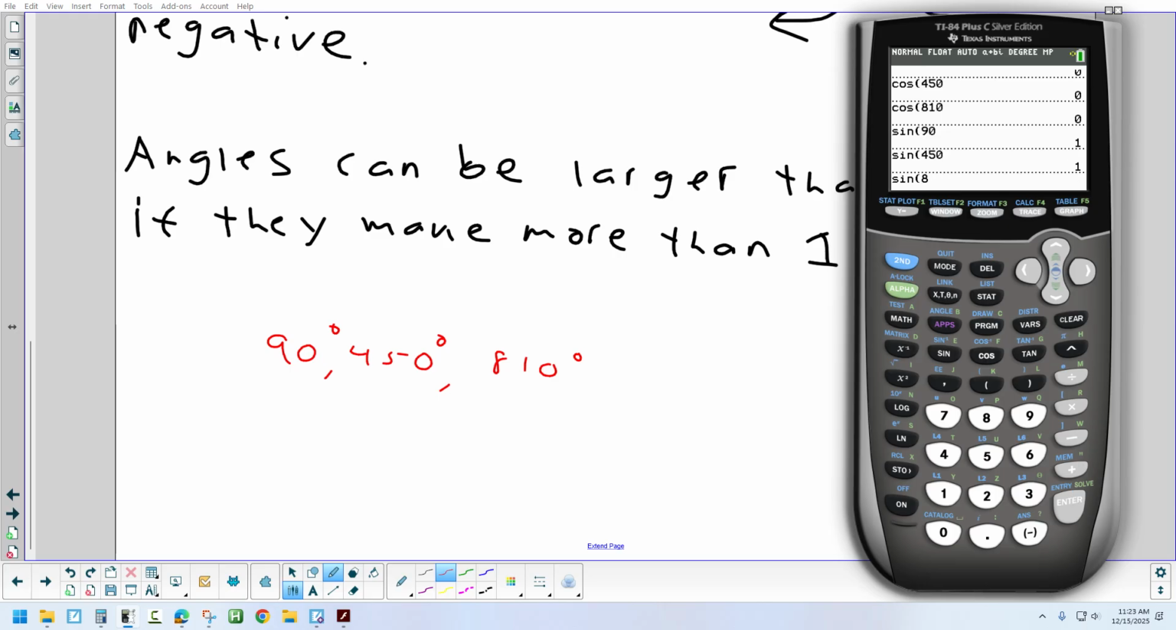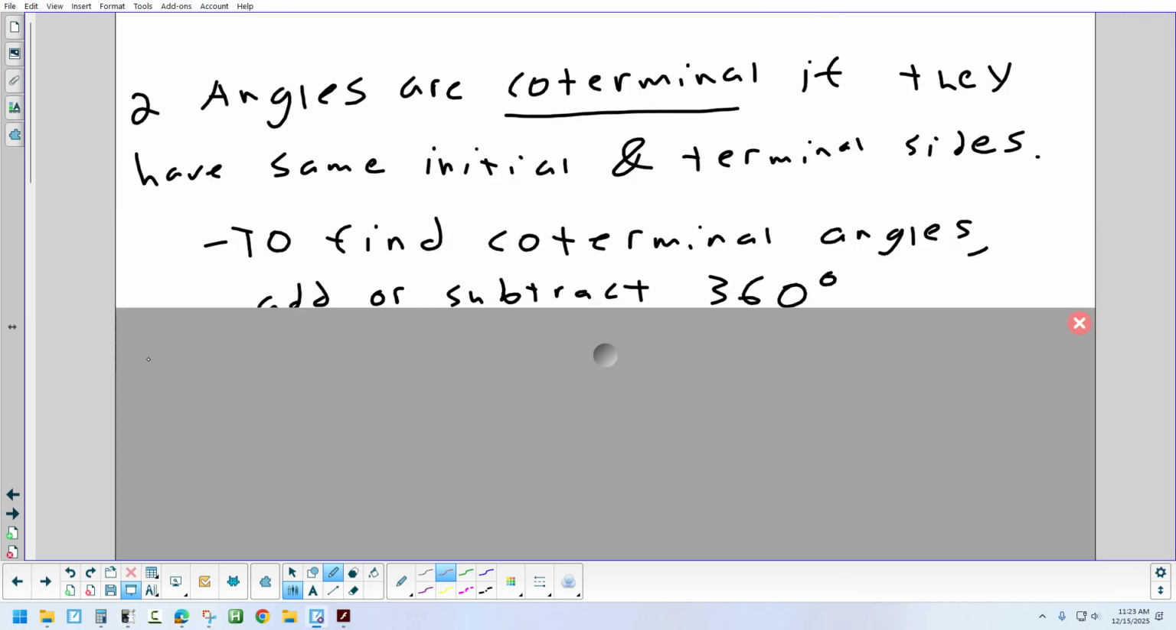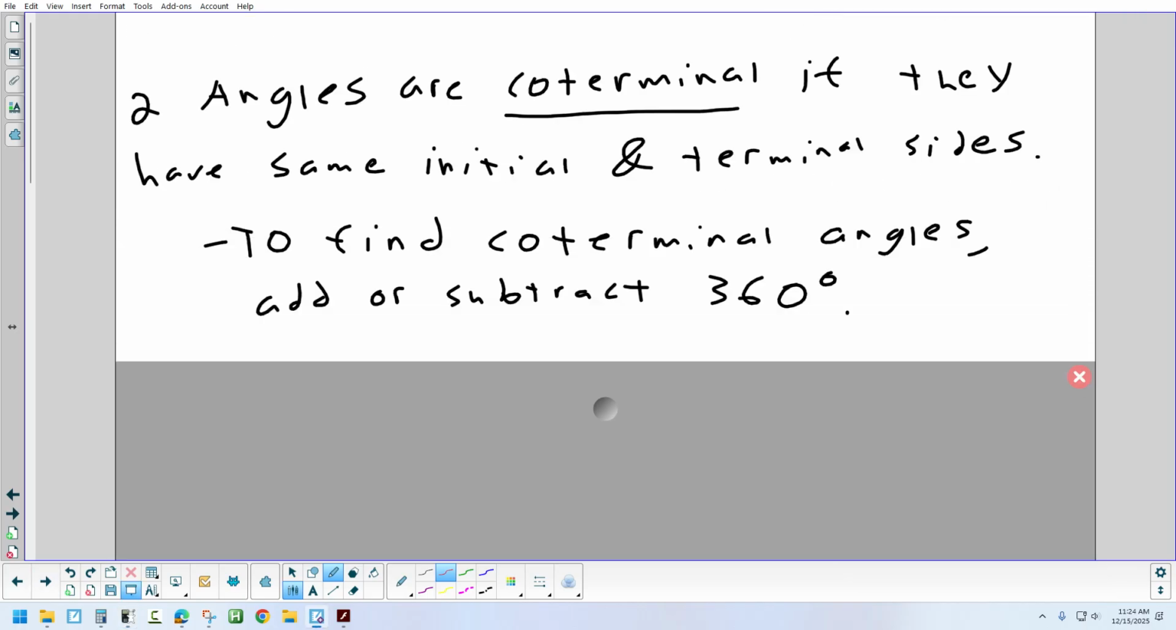The other ones are going to have the exact same sine: 450 and 810. So you can't just pick any random number here. 90, 450, and 810 are very specific. There's other ones, but the key is to look at how do you get from 90 to 450, and how would you get from 450 to 810? Add 360, yes. So anytime you add or subtract 360, you are finding what's called a coterminal angle. A coterminal angle has the same initial and terminal sides as another angle.